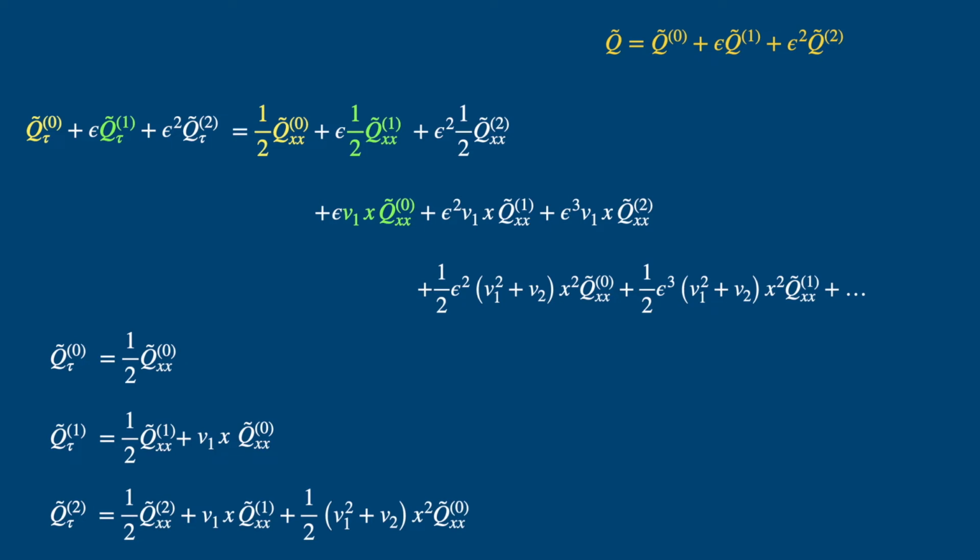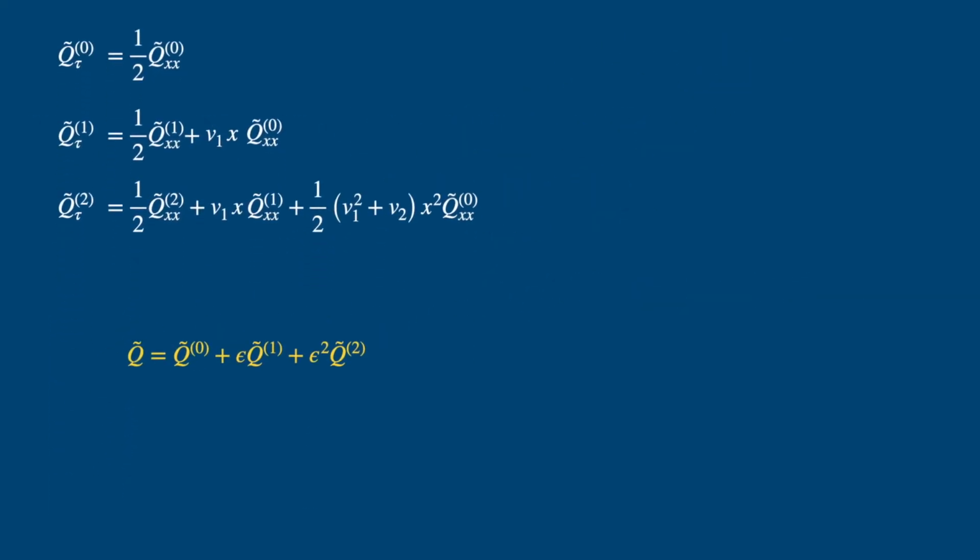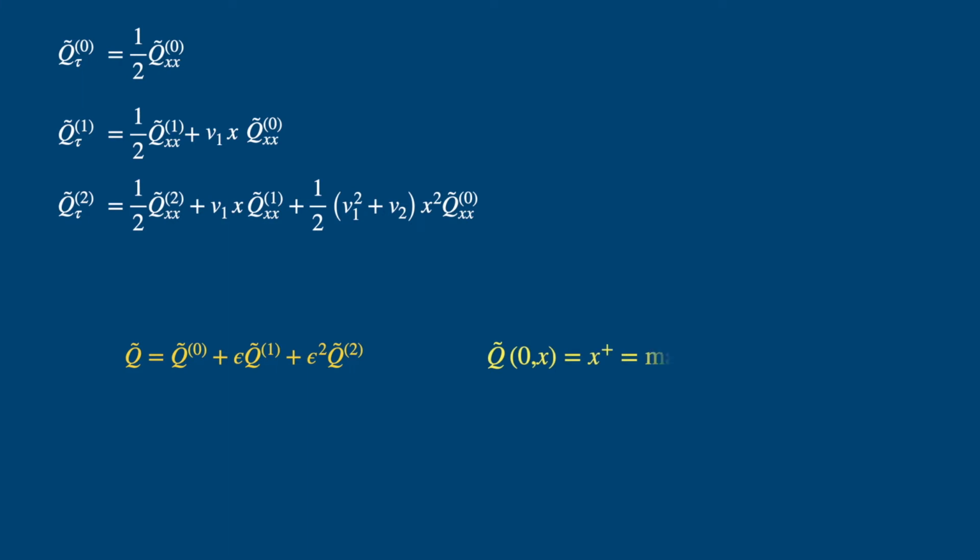Now we have 3 equations to solve instead of 1, but they are easier to solve, so consider it a win. We need the initial conditions for all of them though. Remember, for the transformed problem, we had determined the initial condition to be x plus, which is the maximum of x and 0. So the left hand side has this as the initial condition.